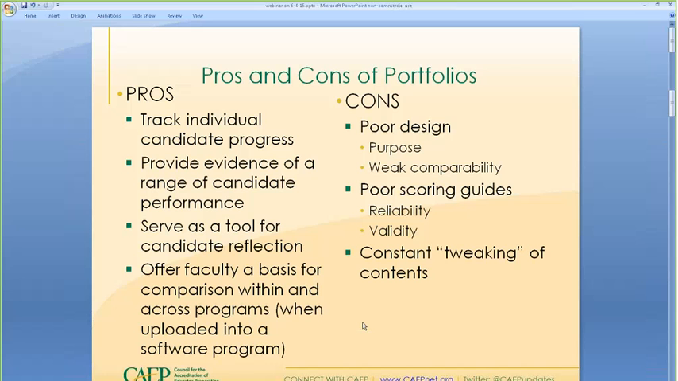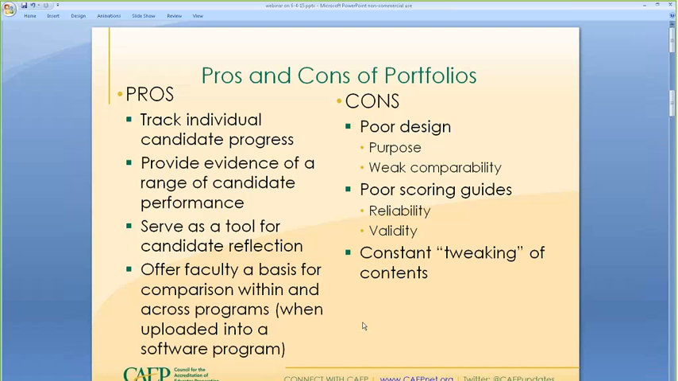And when these are uploaded into software programs, and I know many of you use the vendored programs that are available, whether those are Chalk and Wire or TK20 or whatever, they really offer faculty an opportunity to compare candidates both within and across programs, and I think that's a particular strength when you are a large program and are using one of those vendored products.